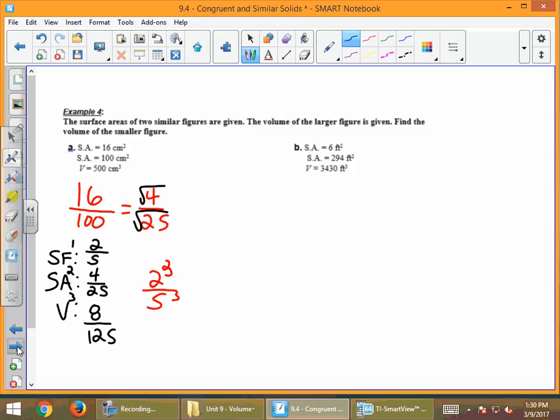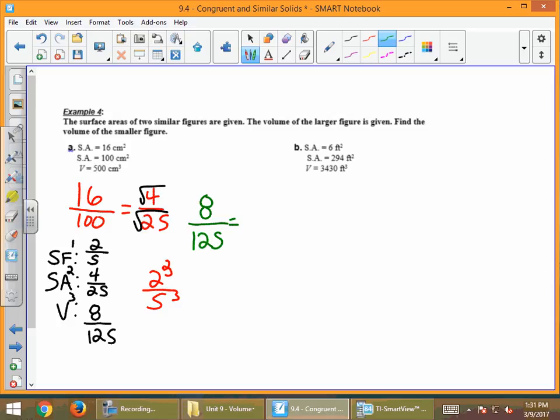Now, I need to find that missing piece. So, what am I trying to find? Surface area, scale factor, or volume? I'm looking for the volume. Which ratio do you think I'm going to use? The volume one. Makes sense. So I'm going to do the volume ratio, 8 over 125. That's equal to, I know these are similar figures, I know they're proportional. So if I know this is the ratio, I already know what one of the volumes is. Which one is this? This is where you've got to read a little bit. Is this the smaller one or the larger one?